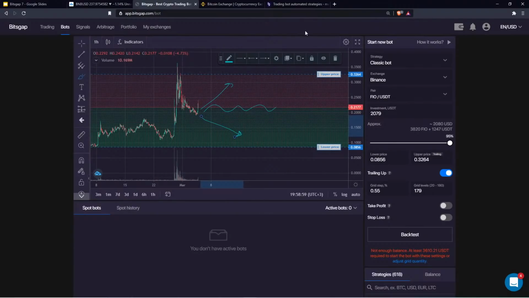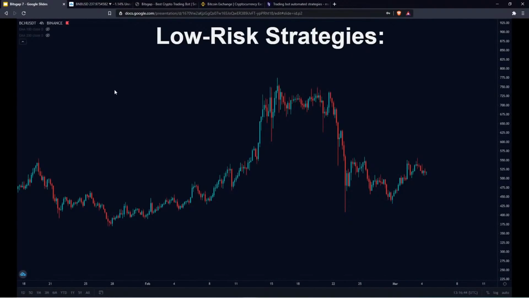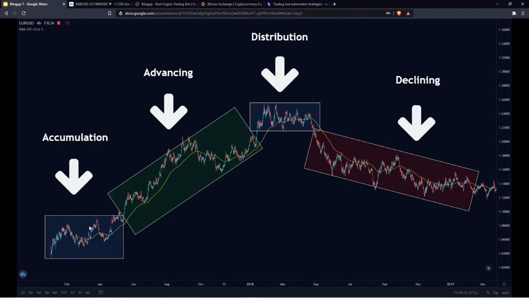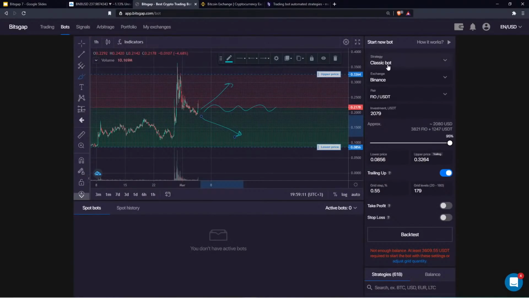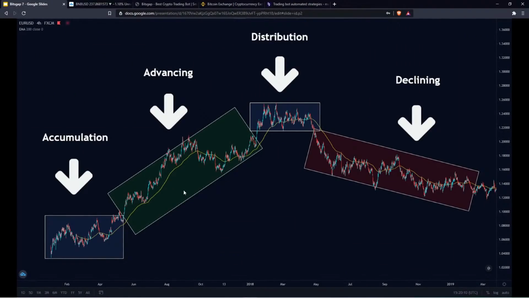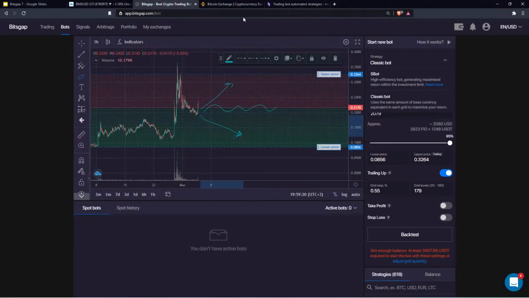Okay, so there are market phases on the market, and we are interested in accumulation, advancing, and distribution. For the accumulation and distribution, we have the SBot, that's the best one. And for the advancing mode, like advancing market phase, we have classic bot, okay, which increases our risk exposure and basically increases our return when the market is in the rally.